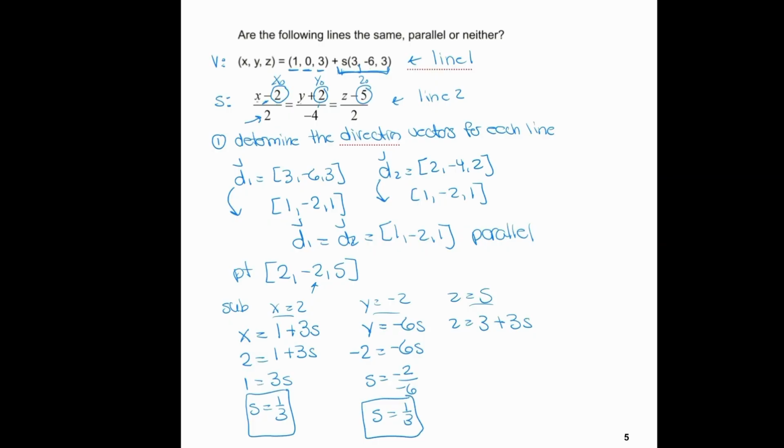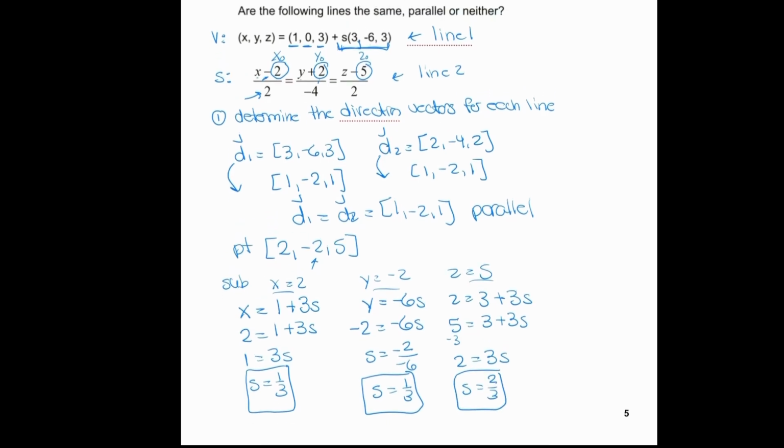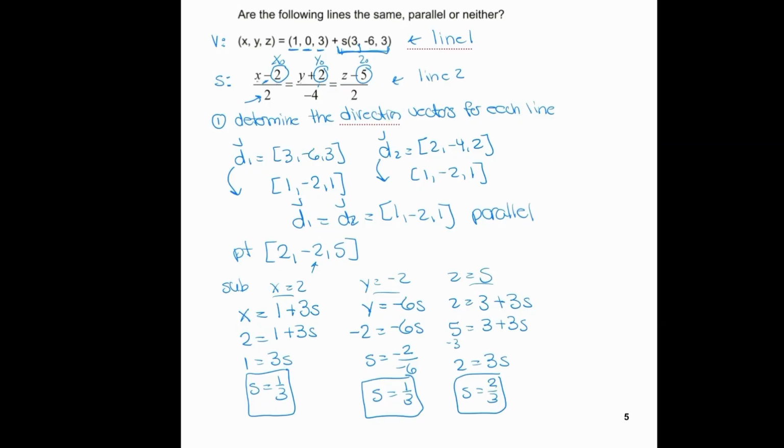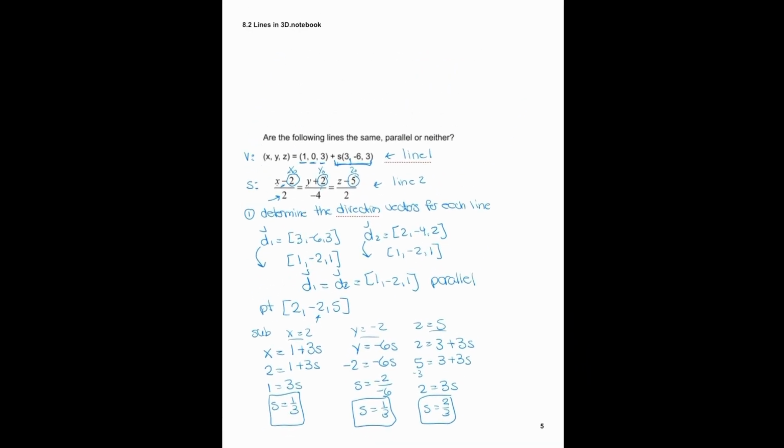Let's try with the third. 5 equals 3 plus 3s. This becomes 5 minus 3, so that becomes 2 equals 3s. So s in this case equals 2/3. They are not all the same. Therefore, these two lines are not the same, but they are parallel.